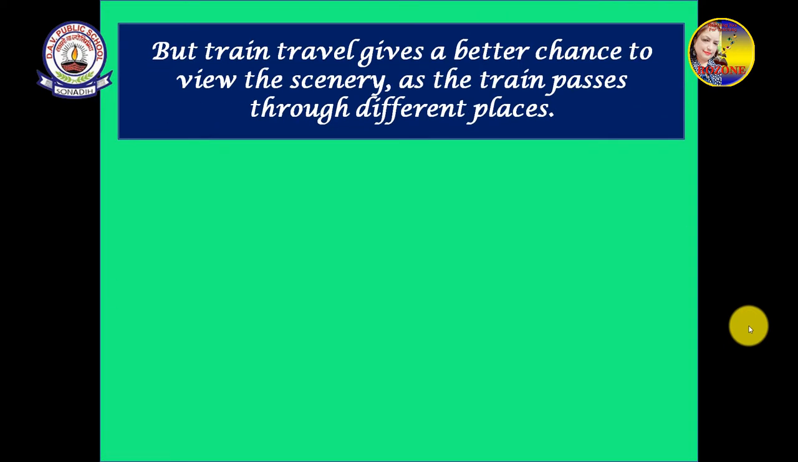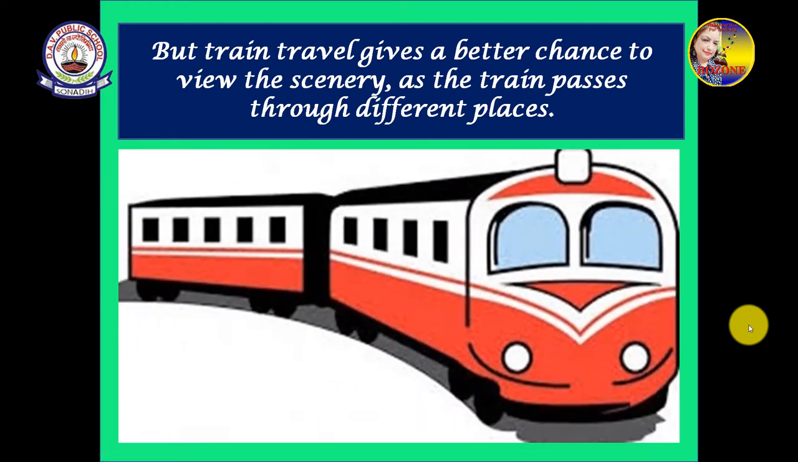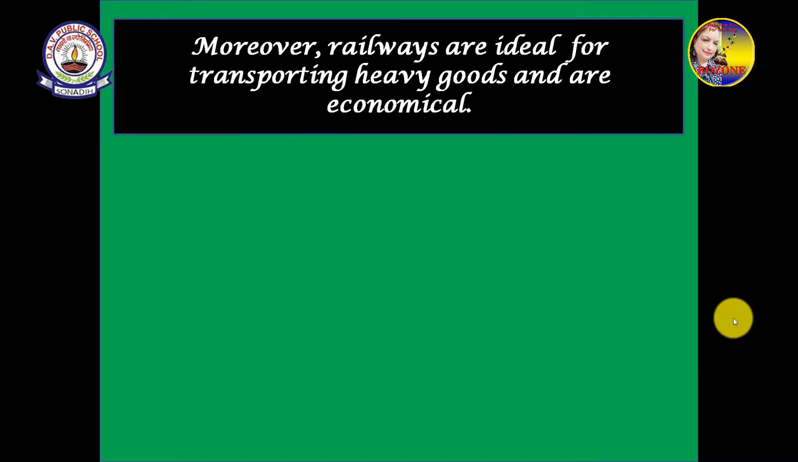But train travel gives a better chance to view the scenery as the train passes through different places. Many of us like to travel by train and sit near the window. Why? Because we get to see so many sceneries, no? So you also must be wanting to go by train instead of by air. Once you go up in the sky, you can see only clouds. So train is the best choice sometimes for all of us.